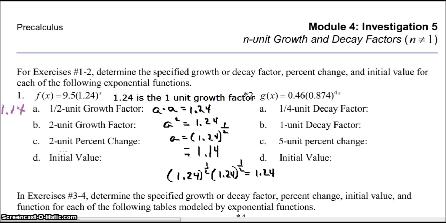Now for the 2 unit growth factor. Well, to find the 2 unit growth factor, we know the 1 unit growth factor. So the 2 unit growth factor will actually be the 1 unit growth factor squared. 1.24 times itself will give us the 2 unit growth factor. And that's 1.5376.